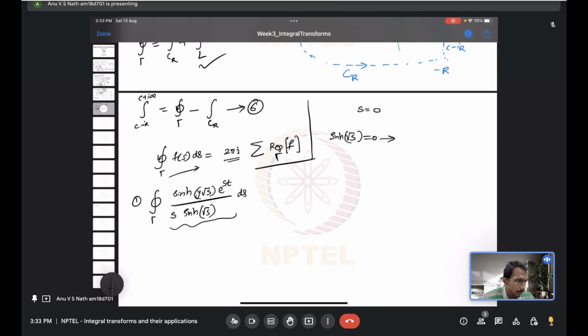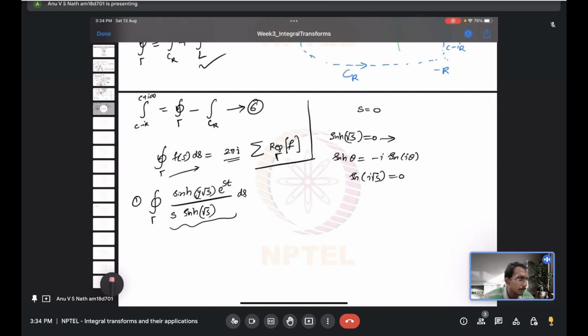So we can always write sinh theta as minus i into sine of i theta. Okay, so in that sense it's minus i into sine of i root s is 0, or in simple form the sine of i root s is 0.